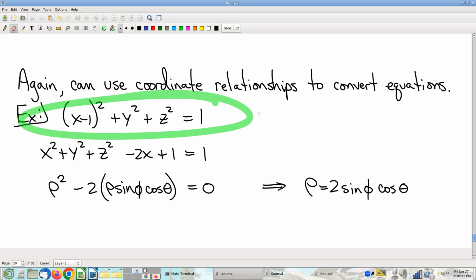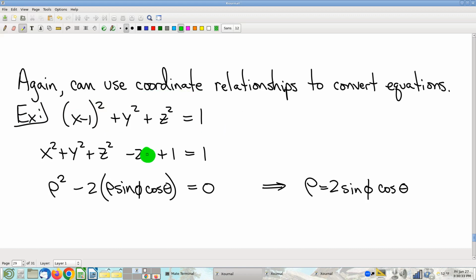Namely, pretty much what you're going to be doing is plugging in your existing formulas for converting between these two coordinate systems. So we already know x is rho sine phi cosine theta. That's one of the formulas, otherwise known as x equals r cosine theta. Again, that's how you remember it.